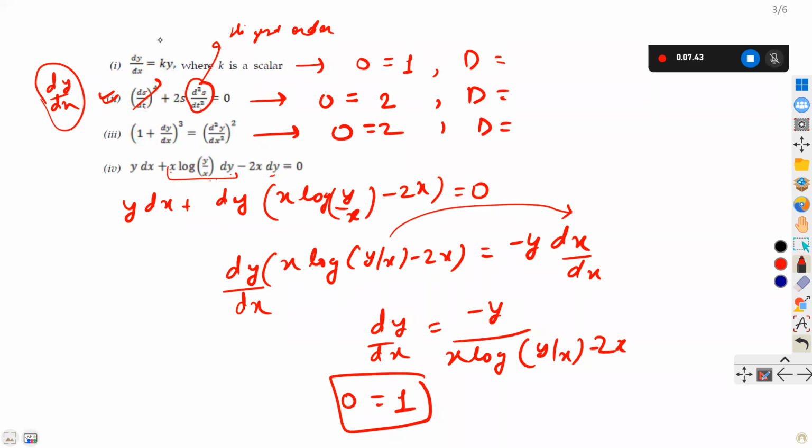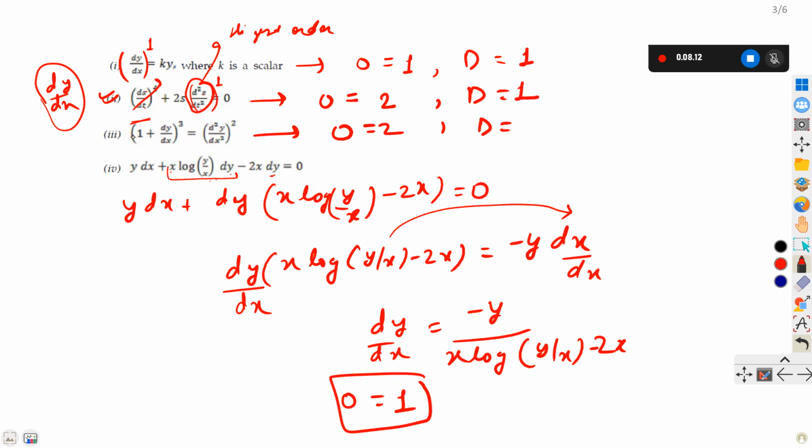In the first example, we can see the degree of the differential dy by dx is 1 because the power here is 1. So the degree is also 1. Now in the second case, we don't have to look at the first variable. We only have to look at the second derivative. So here the power is what? Power is 1. So degree is 1.